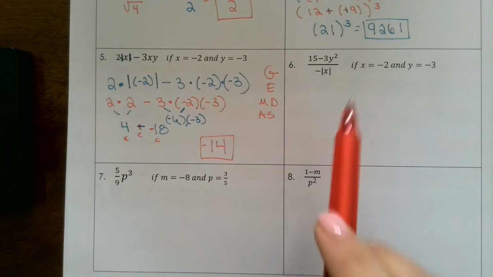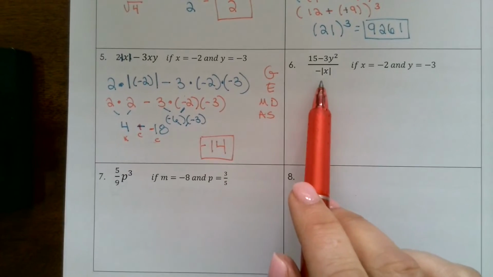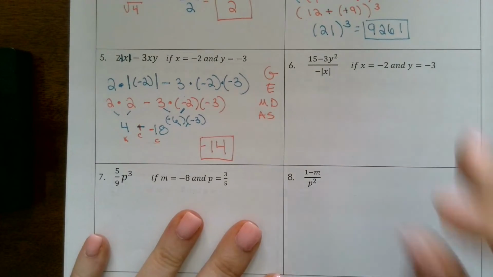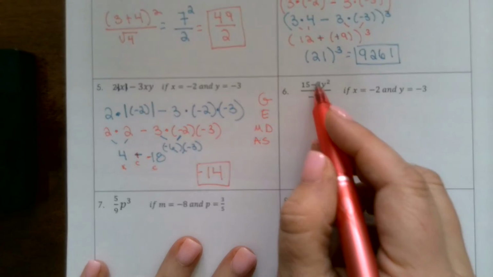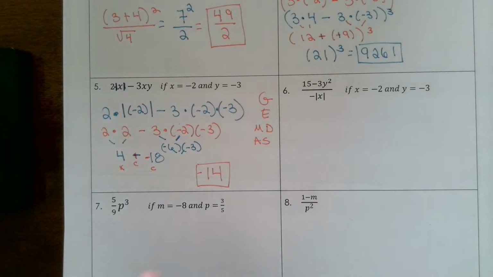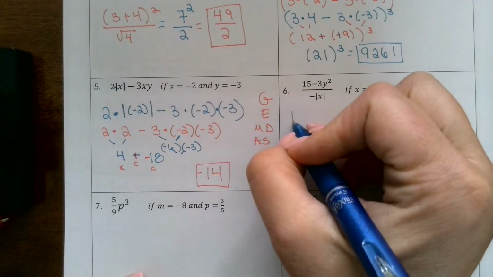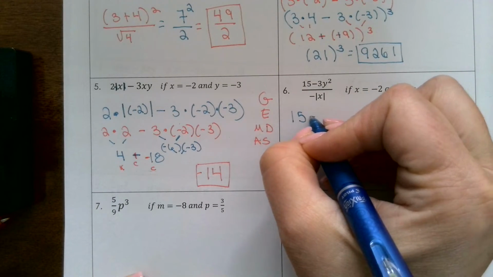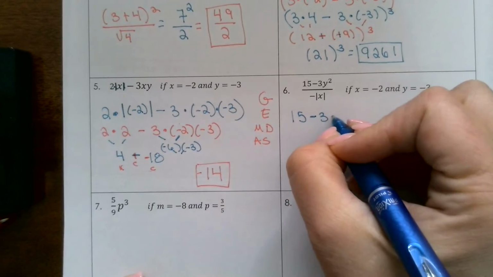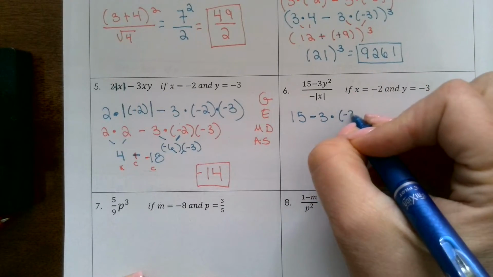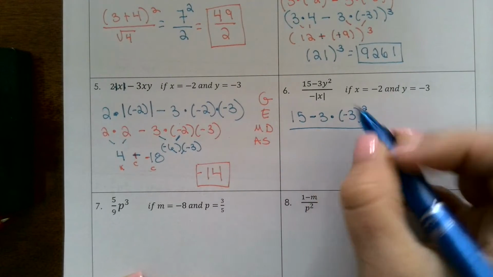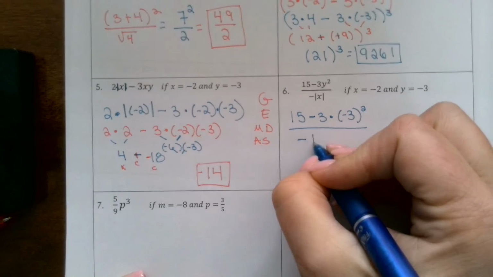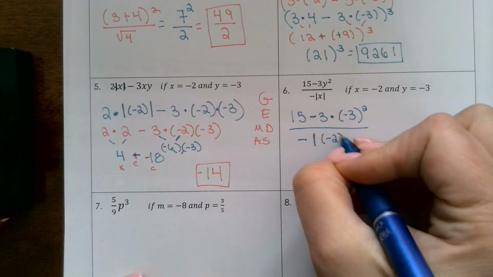Looking at number 6, I see the absolute value bar again. I also see a longer fraction bar, which is a grouping symbol between the numerator and denominator. So I'm going to substitute my variables, my replacement values. 15 minus 3 times y squared. Make sure you put that -3 in parentheses, squared, all over the opposite of the absolute value of -2.